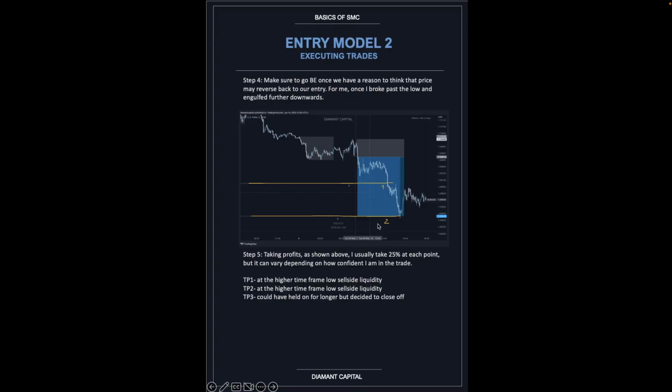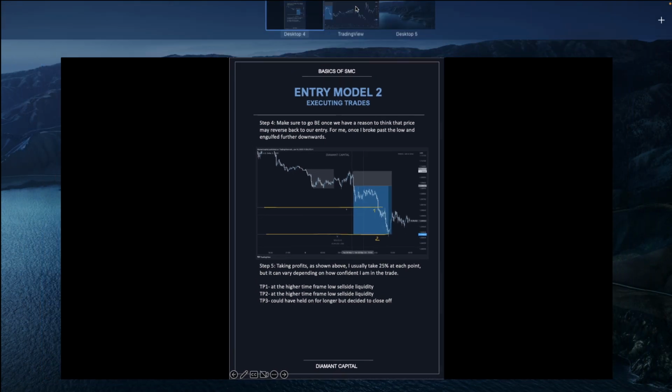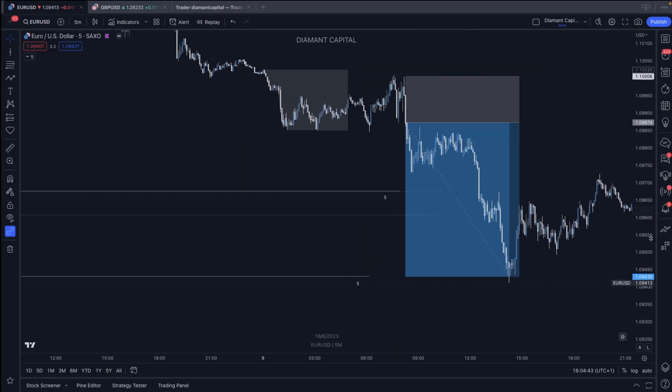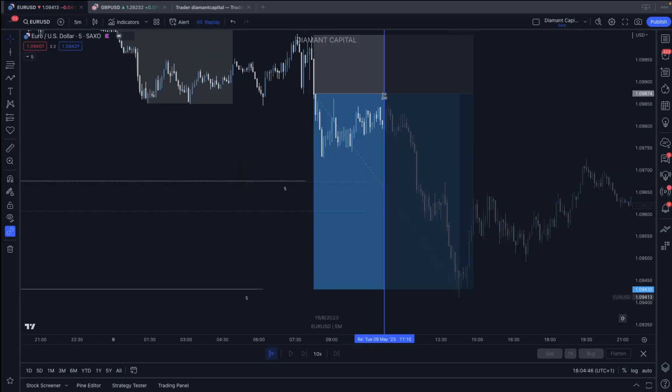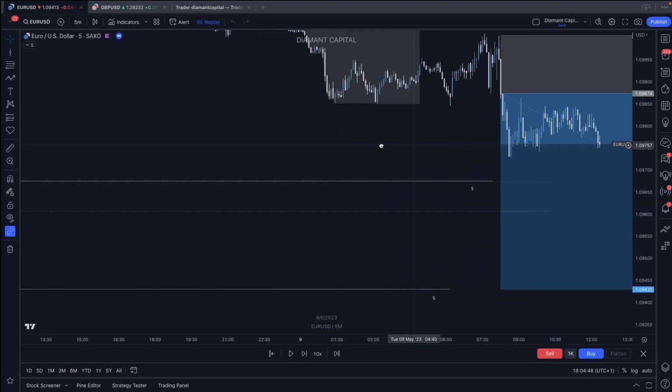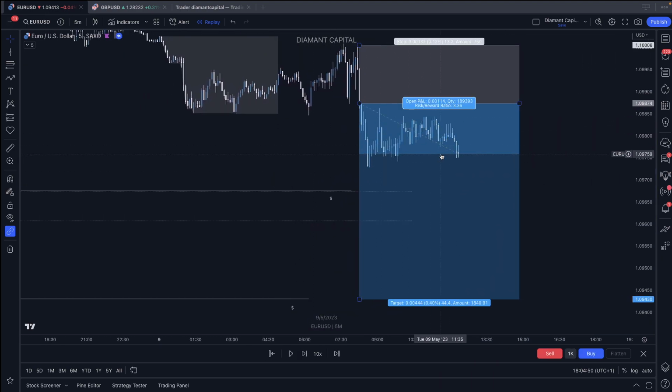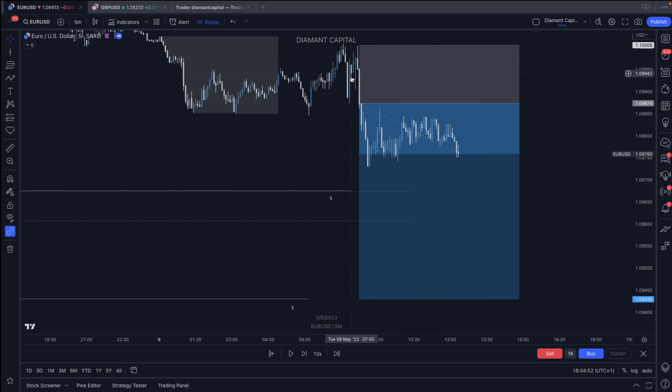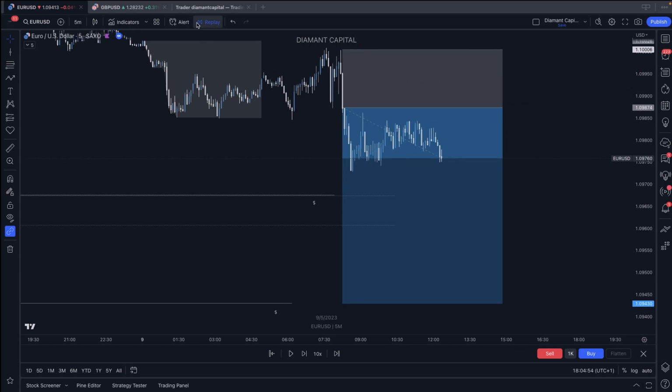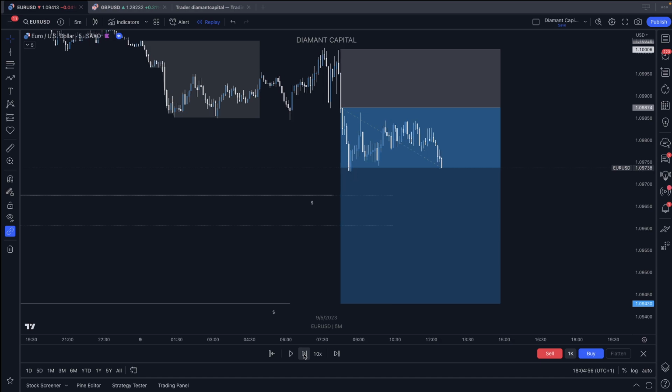Now, in terms of how we manage the position, make sure to go break even once we get a reason to think that price might actually reverse back to our entry. For me, once I broke past the low and engulf candle further downwards, that's when I started to go break even. So just to go back to it, at what point did I go break even? It would have been here. I'm not at break even yet, because price could easily run back to this order block and continue downwards again. It's the next candle.